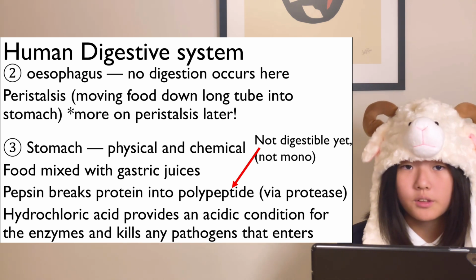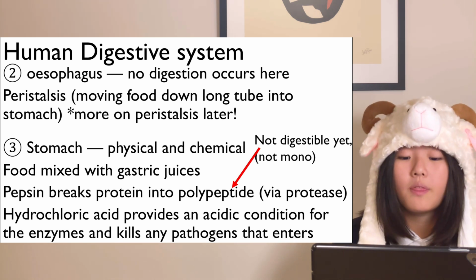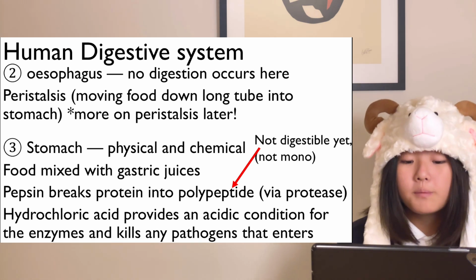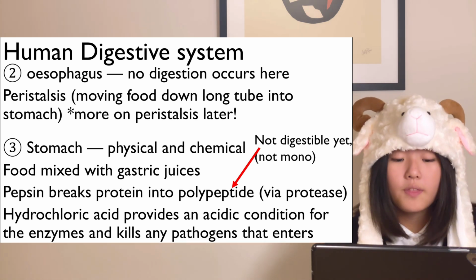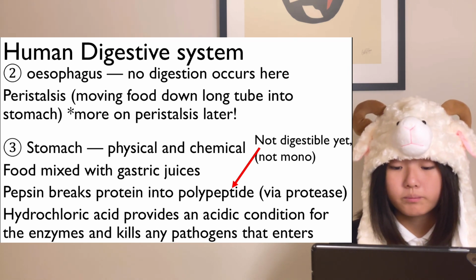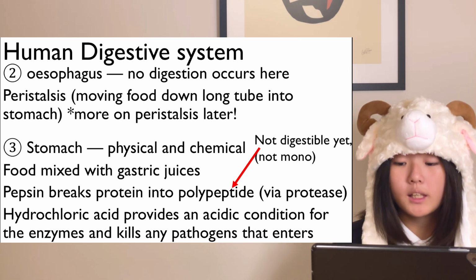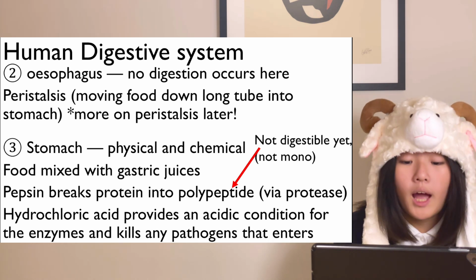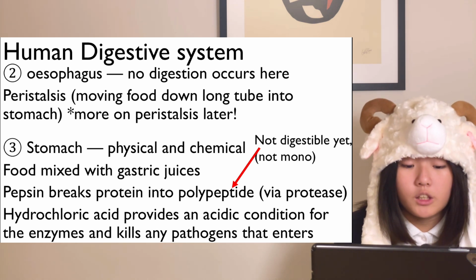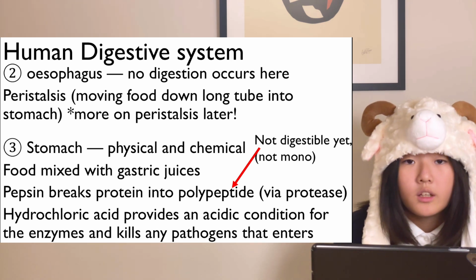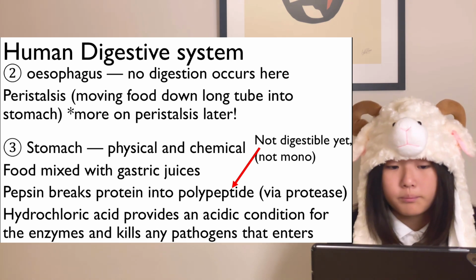The third place your food goes is your stomach. Here, physical and chemical digestion occurs. Food mixes with the gastric juices. Then, the pepsin breaks protein into polypeptide with protease. Polypeptide isn't digestible yet either because it's not mono. Hydrochloric acid provides an acidic condition for the enzymes and kills any pathogens that enter. It's a 2-for-1, if you ask me.